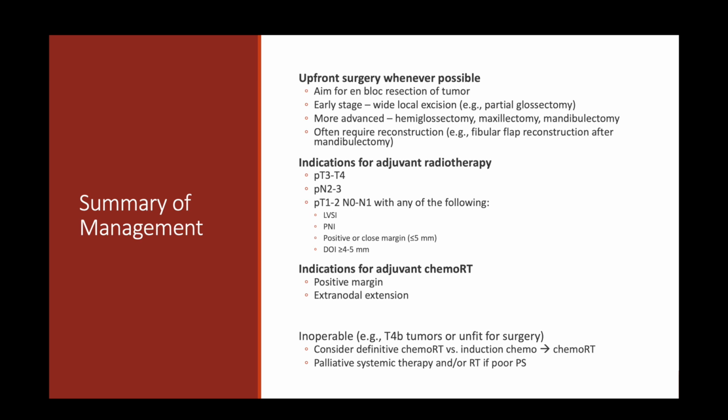Depending on the patient's performance status, functional status, we can consider either definitive chemoradiation versus induction chemotherapy to try and shrink things, followed by chemoradiation, or even immunotherapy in the upfront setting. And then if patients really have very poor performance status, we might just consider a palliative approach.